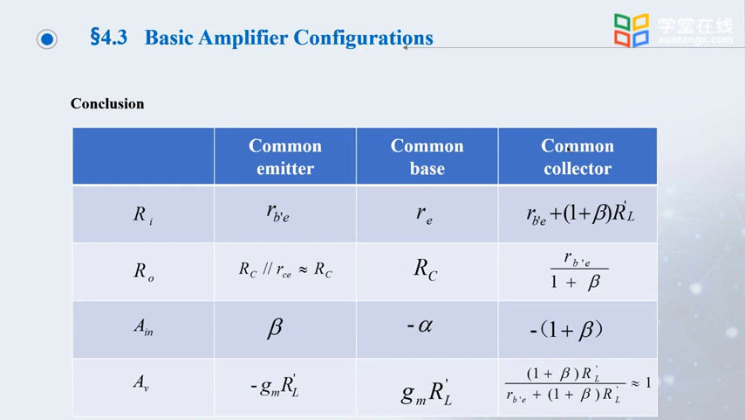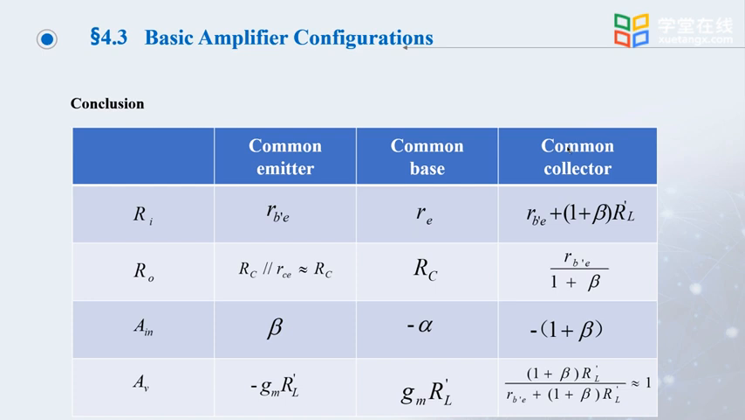The common base configuration has the smallest input resistance and the maximum output resistance. There is voltage gain but no current gain. Its current gain is very close to 1, and it has a low short circuit condition. And the common collector configuration is opposite to it.